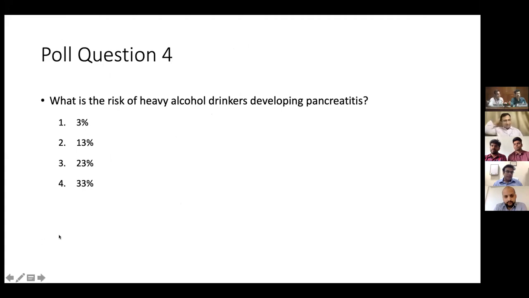What is the risk of heavy alcohol drinking, that is more than 5 drinks per day, developing pancreatitis? Yogit, if you can run the poll, please. Thank you. So the options are 3%, 13%, 23%, and 33%.